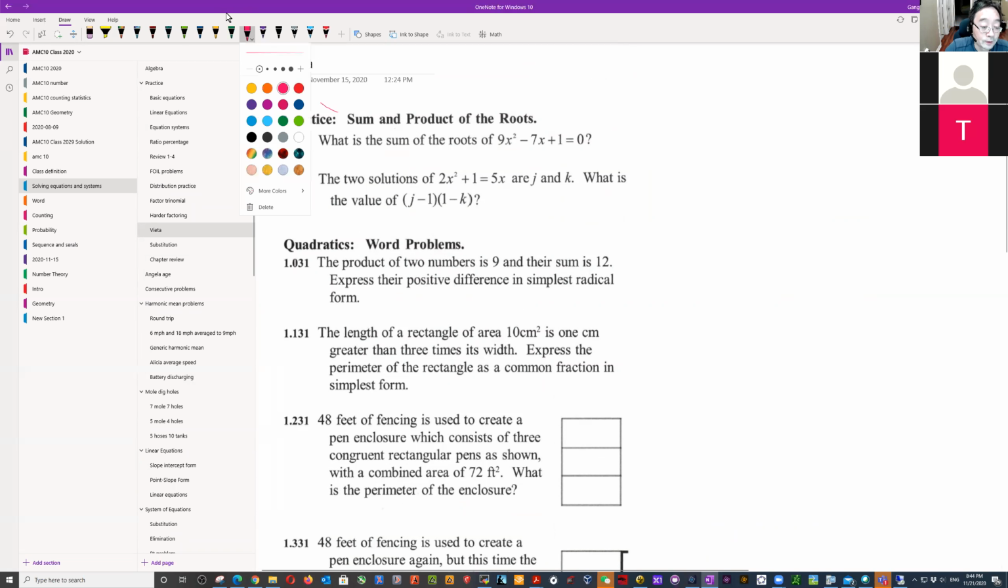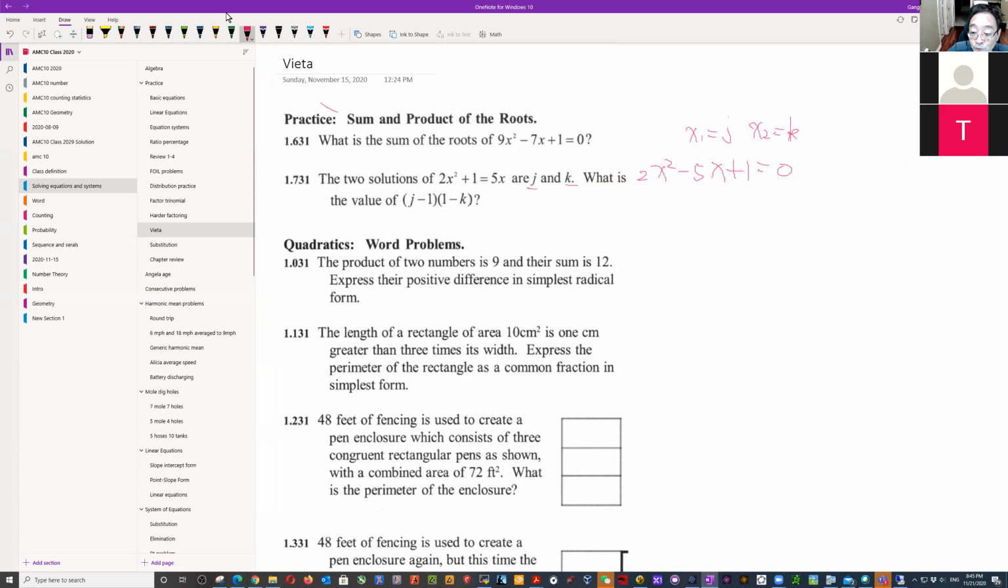So in this problem, the two solutions of this are j and k. What is the value of this? So this is a quadratic equation. It's 2x squared minus 5x plus 1 equal to 0. This is the full quadratic equation, and it has two roots. So x1 equals j and x2 equals k.